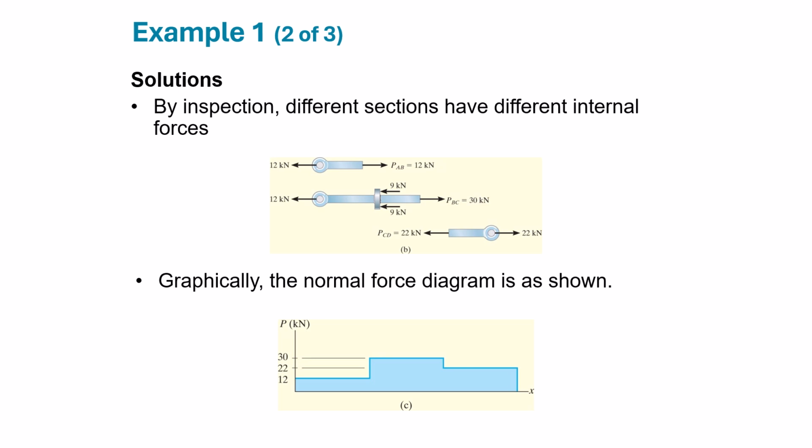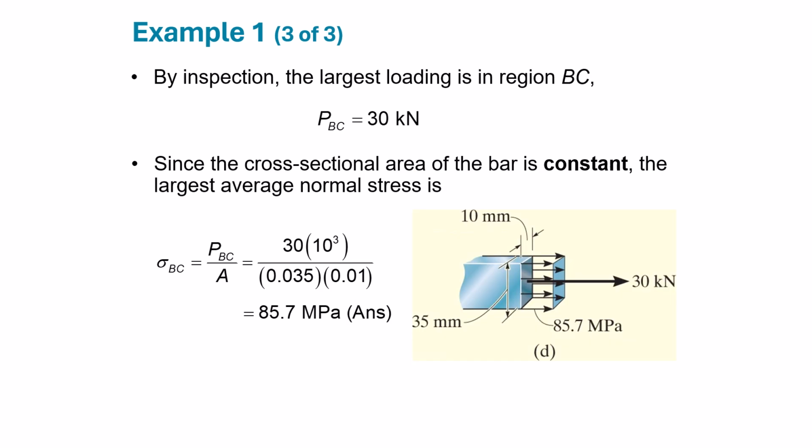If we are cutting between A and B, you will have only a force of 12 kilonewton. If you are cutting between B and C, you will have 12 kilonewton plus an additional force of 9 kilonewton, which is 30 kilonewton. Between C and D, you have a force of 22 kilonewton. So your diagram will be 12, then it jumps up to 30, and again it decreases to 22. So this is the diagram for normal force.